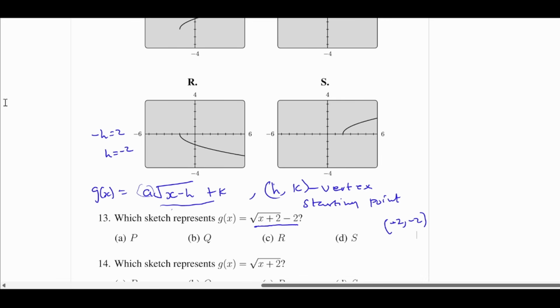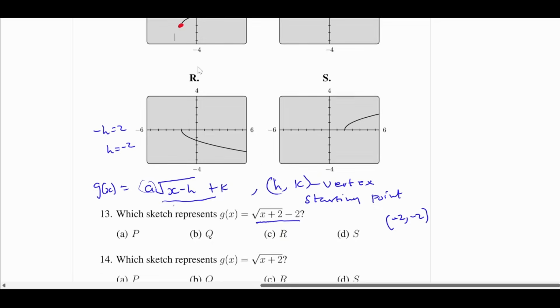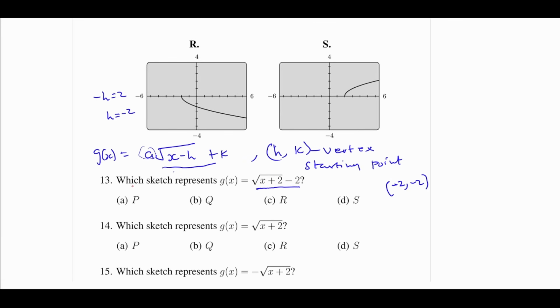Now we come to the graph and we check negative 2, negative 2. Where can we find that? We can see that we have negative 2, negative 2 here. Can we have another one somewhere? No. So automatically the answer to question 13 is P. And so we just come and then circle our P. So that is all for that one.